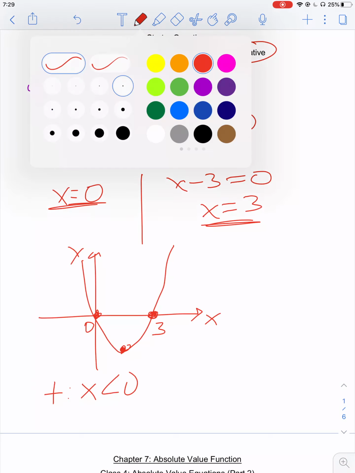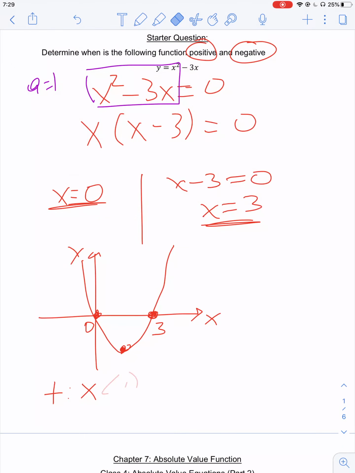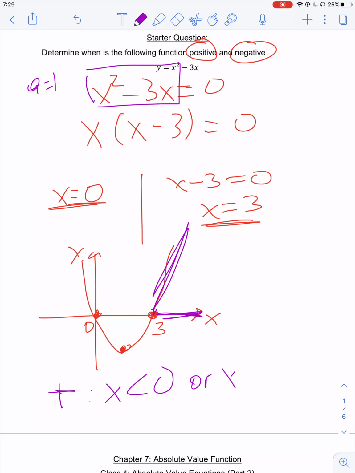Maybe let me use a different color, right? So positive when x is less than 0, right? So it's positive here, and these x values make your function positive. And it's positive here as well, and that means your x value has to be greater than 3, right? So when x is less than 0 or when x is greater than 3.